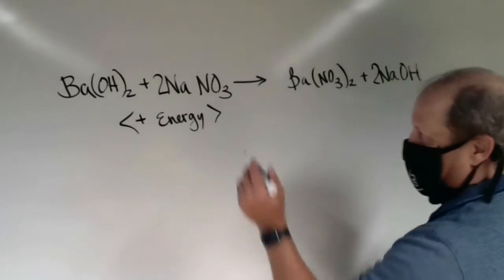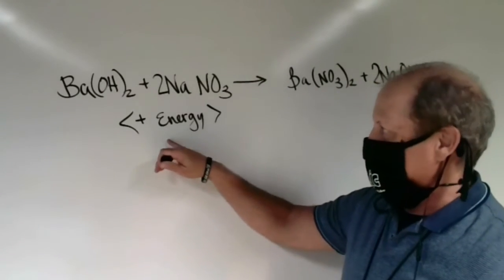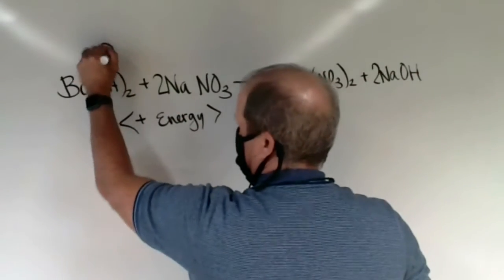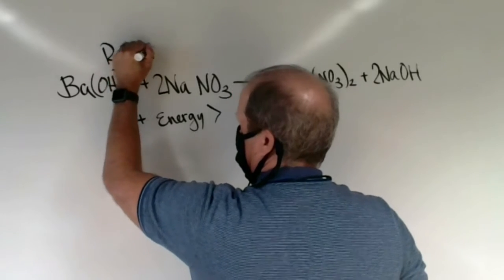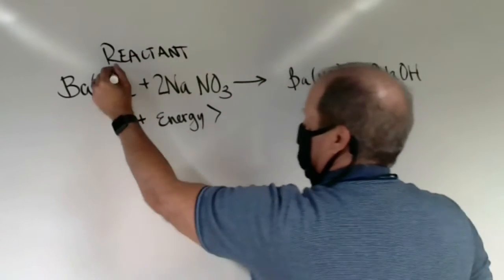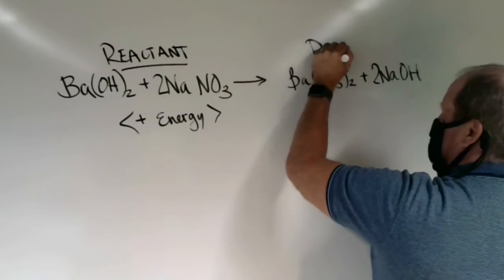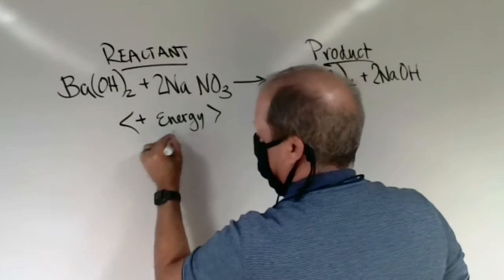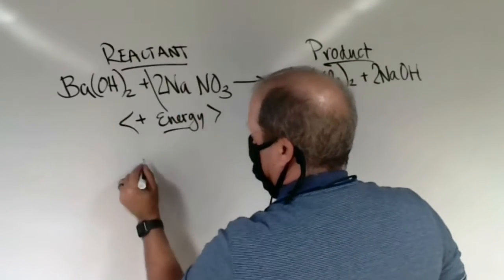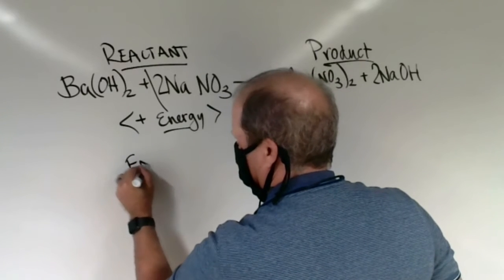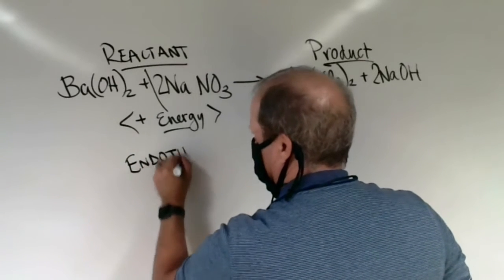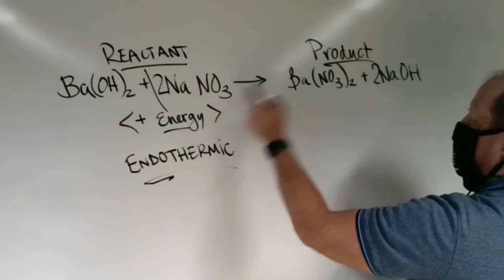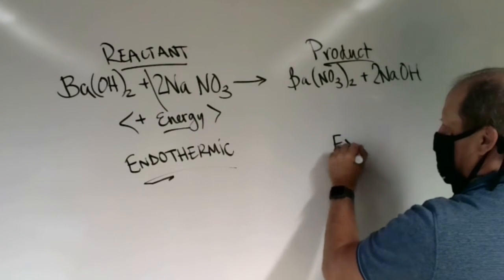Perfect. So if you have energy added to the reactants of a chemical reaction, so this is the reactant side, and this is the product side. If you have energy on the reactant side, that is endothermic. If you have energy on the product side, it's exothermic.